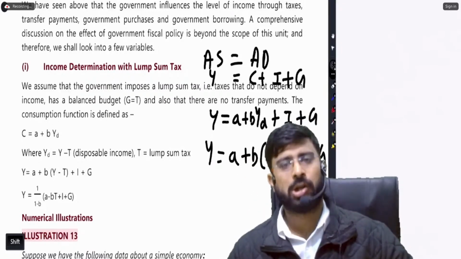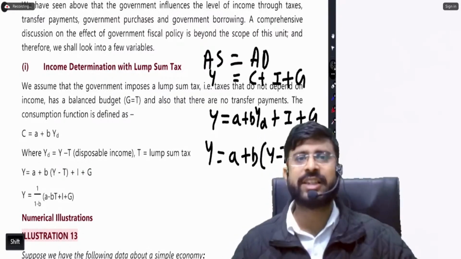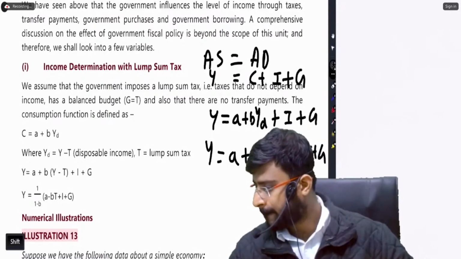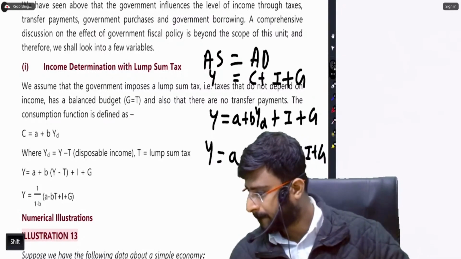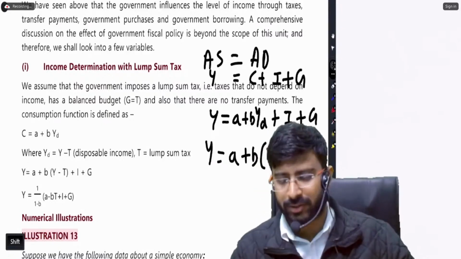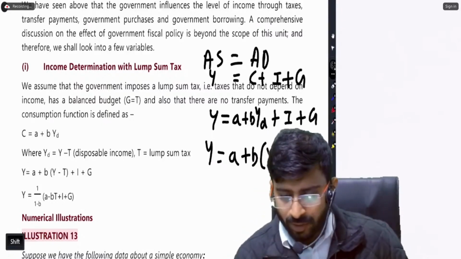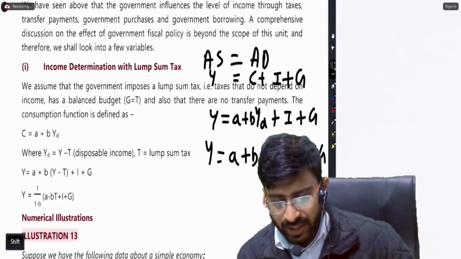Very good. Is this clear so far? Yes, sir. It's clear so far. Disposable income means income minus taxes. Now, friends, pay attention. So, this much have you understood? Yes, sir.